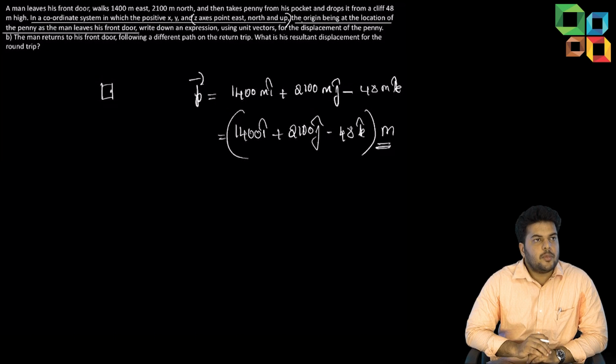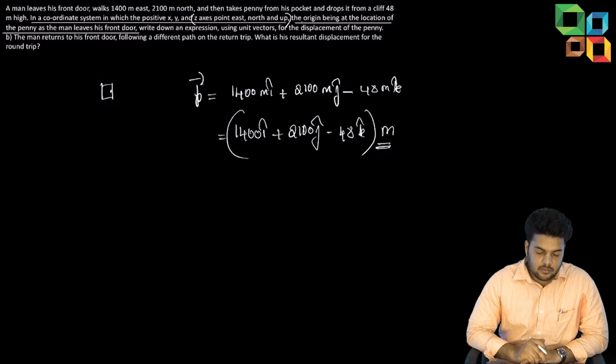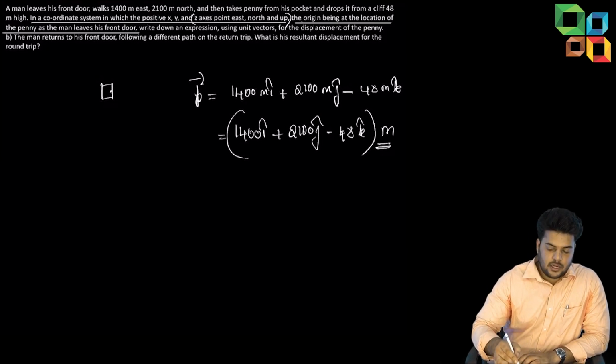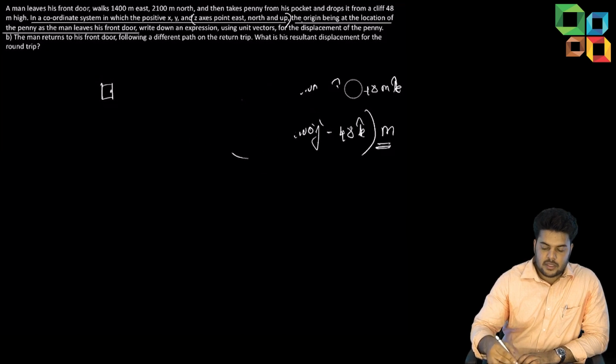What did you mean by approximately 2000? Oh, no, the second one. No, wrong. Read the question again. What is the resultant displacement for the round trip? 0. Yes, Avni, very good. Resultant displacement is 0. All right, so does it make sense?